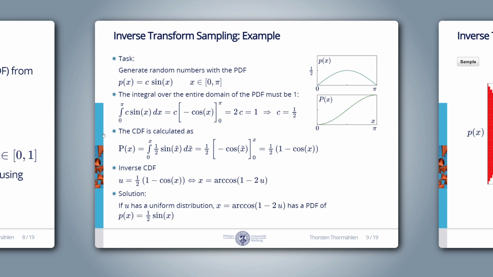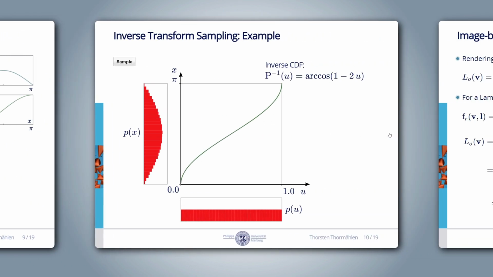To get some intuition on why this works, let's look again at the plots of the PDF and the CDF. If the value of the PDF is high, the gradient of the CDF is high. And if the PDF is low, the gradient of the CDF is low. Obviously, for the inverse of the CDF, this relation is reversed. If the PDF is high, the gradient of the inverse CDF is low. And if the PDF is low, the gradient of the inverse CDF is high.